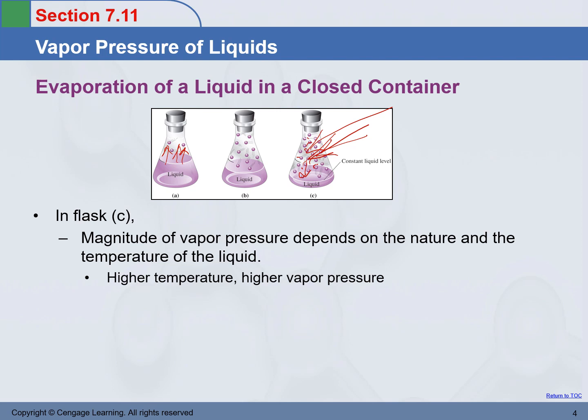So if you do two experiments with the same liquid in parallel, and you can measure the pressure eventually in flask C for each one, the one that's done at a higher temperature, the pressure in flask C will be higher than the one that is done at a lower temperature. So higher temperature, higher vapor pressure.